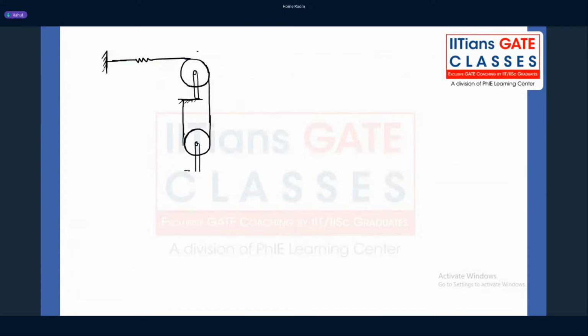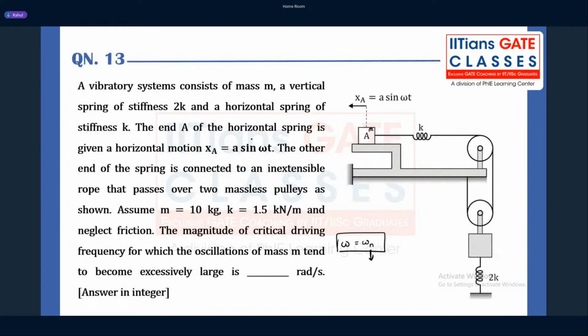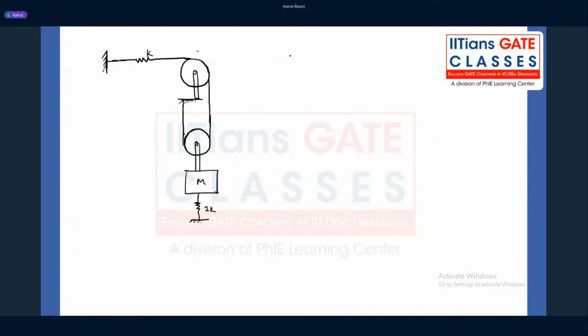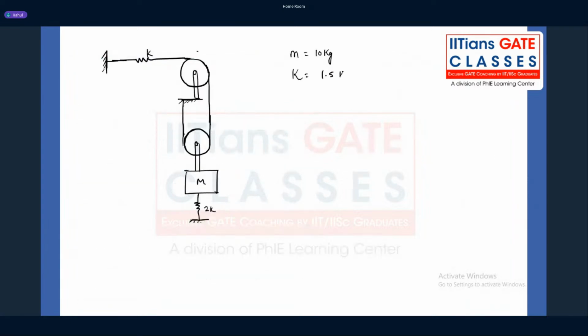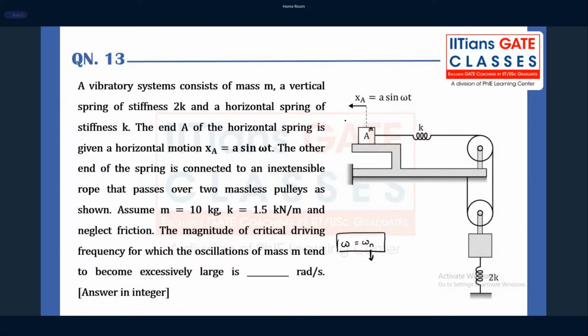So here you can see there is a block of capital M, and then we have the spring which is being connected, 2k and k. Fine. So these are the things they have given, guys. Mass is given as 10 kg. Stiffness is given as 1.5 kilonewton per meter. What else have they given?